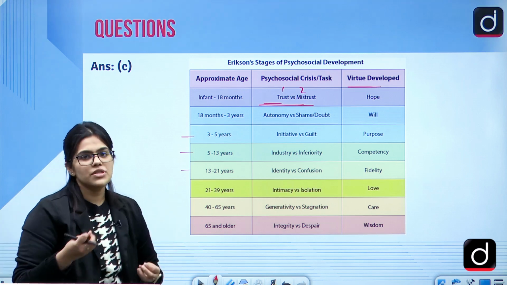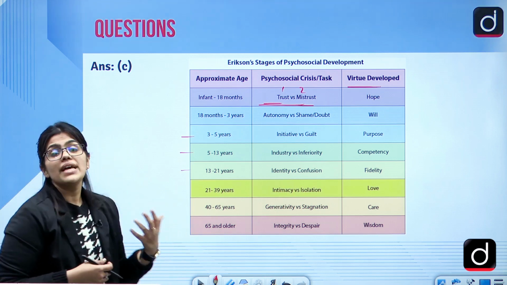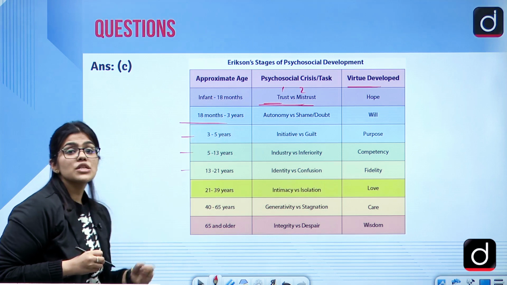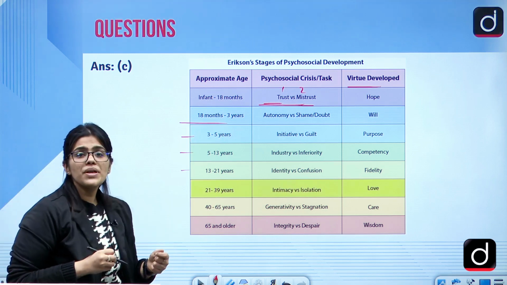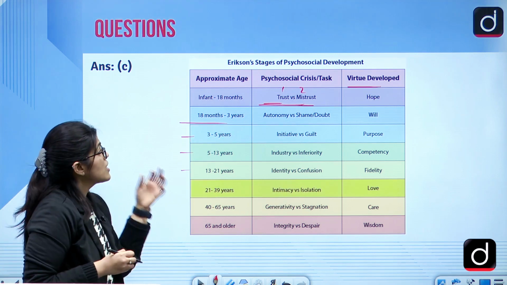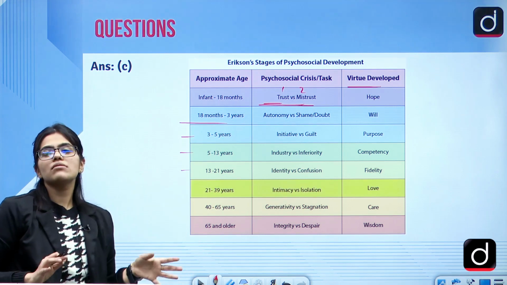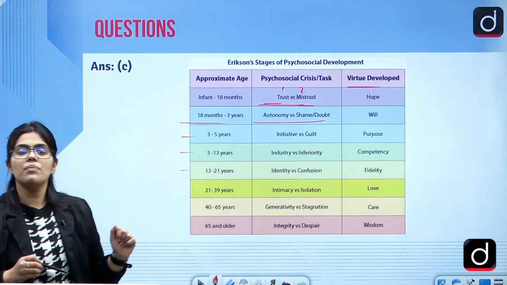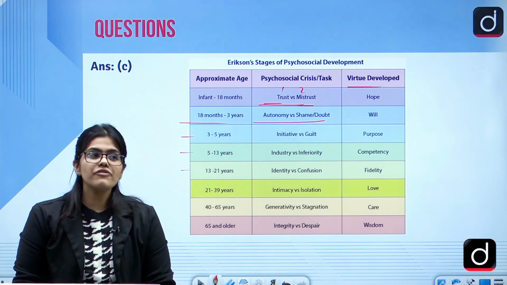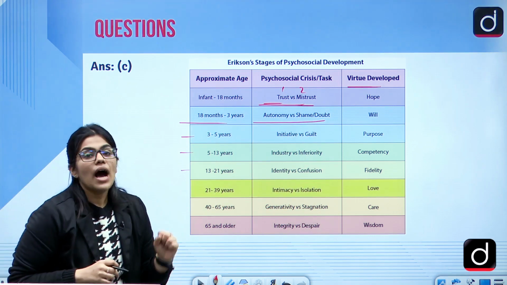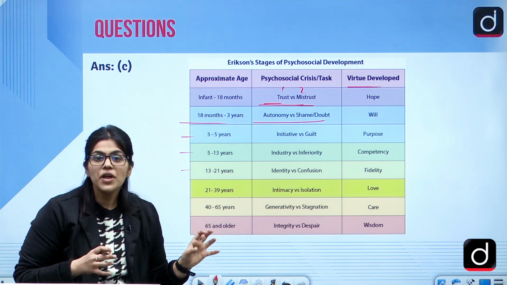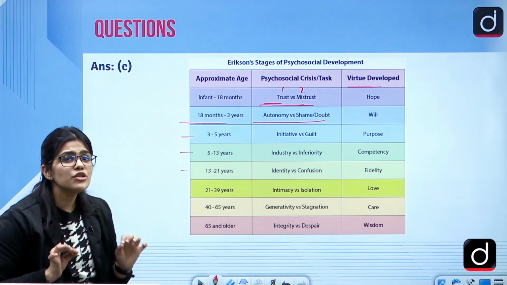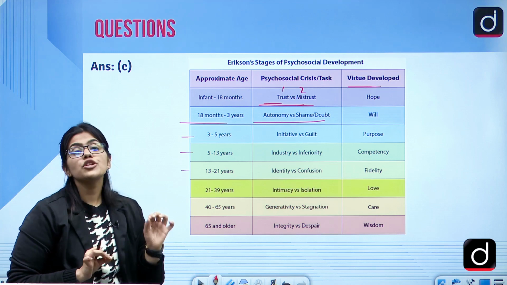So out of trust and mistrust, you learn hope. What is the virtue you learn? You learn hope. Then you have 18 months to 3 years. There is always autonomy versus shame or doubt here, right? There is a conflict between autonomy, I can do things on my own, versus shame and doubt. Shame of maybe I'm not able to go to the washroom alone, I need my mother. Shame that I want to wear my pants when I am coming outside from the washroom. Small children tend to face all these things. Out of it, you'll learn the will.